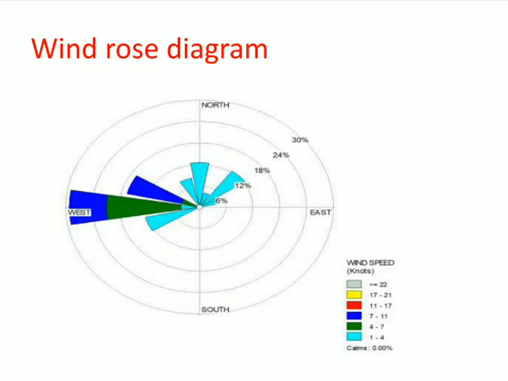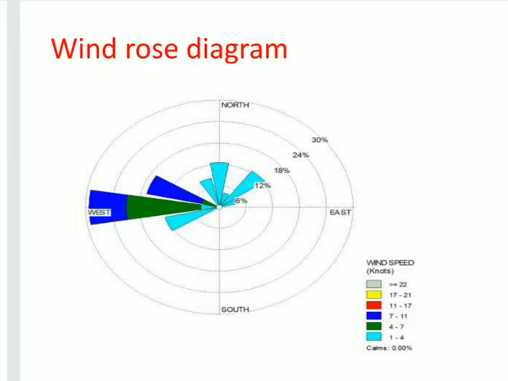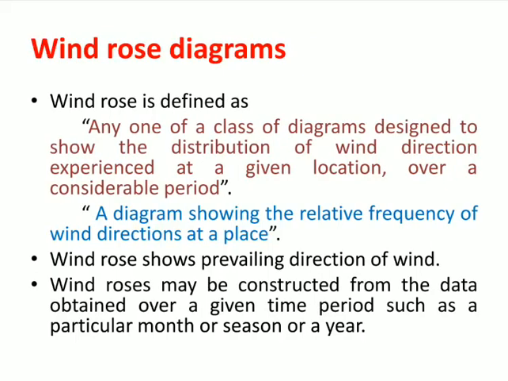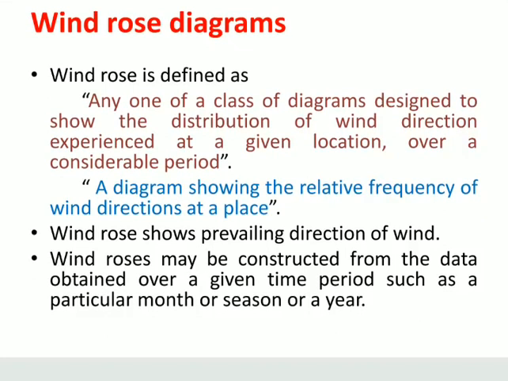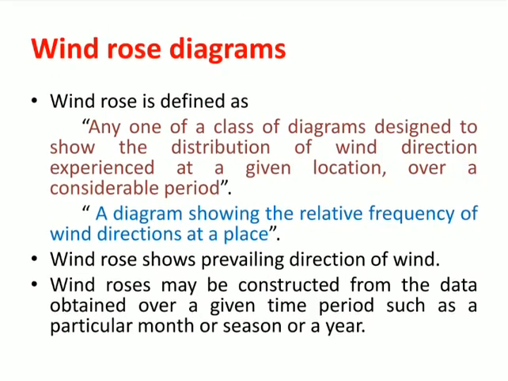A windrose diagram contains a number of circles. Those circles represent percentage of time, and a number of lines will be there. Each line represents each direction, and a number of colors will be there. Those colors represent speed, it means the speed range of wind in each direction. That's it. You can see here. Windrose shows the prevailing direction of wind. Windroses may be constructed from the data obtained over a time period such as a particular month or season or a year.